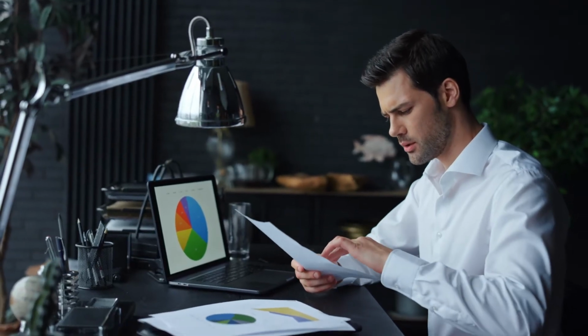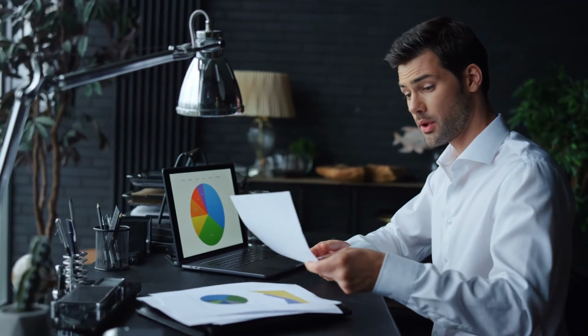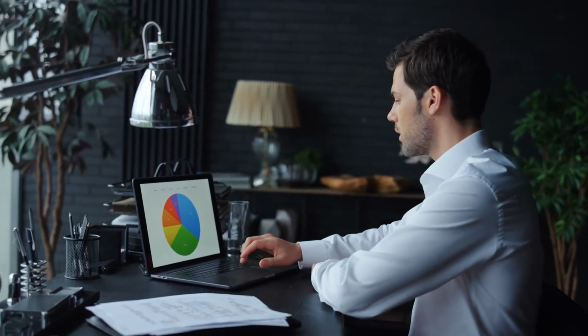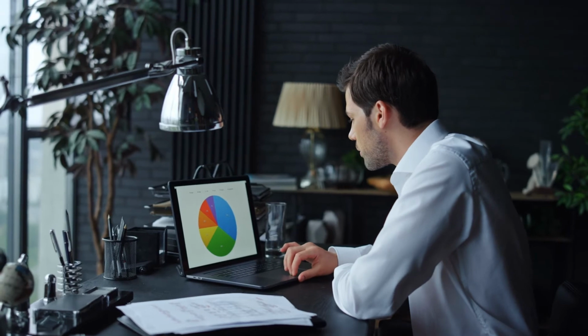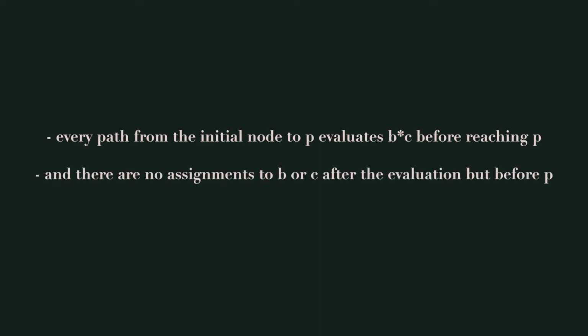Okay, let's talk about the principle behind CSE now. The possibility to perform CSE is based on available expression analysis. It is an algorithm that determines, for each point p in the program, the set of expressions that don't need to be recomputed. Firstly, every path from the initial node to p evaluates b multiplied by c before reaching p. Secondly, there are no assignments to b or c after the evaluation, but before p.